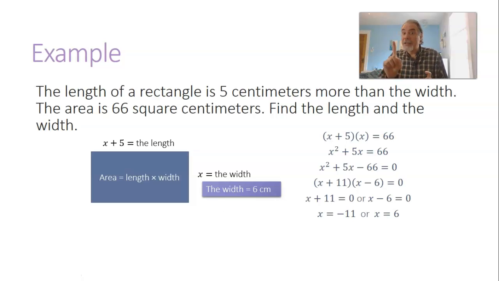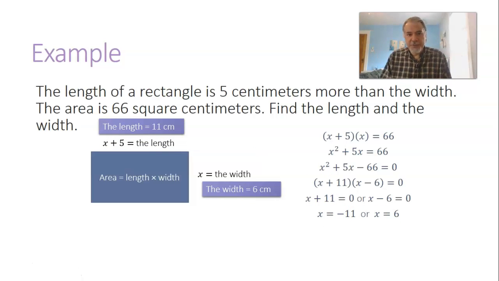And careful, we had to find the length and the width, so we're not done until we say what both of those things are. The width is 6 centimeters, and then the length would be x plus 5. So 6 plus 5 would be 11 centimeters. And now we are done. We have the length and the width. We've answered the question. The length is 5 more than the width, and the area, the length times the width, does give us 66 square centimeters.